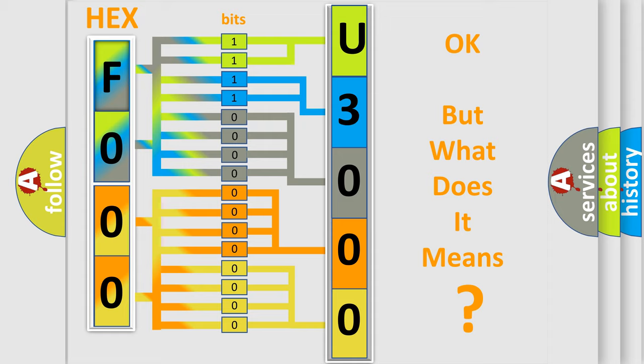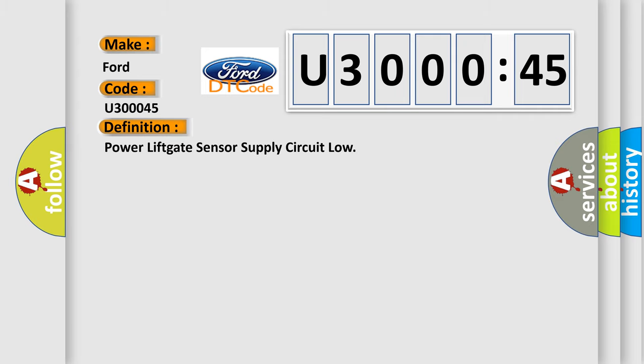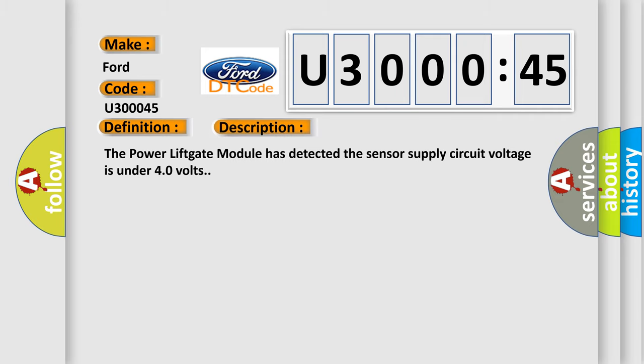The number itself does not make sense to us if we cannot assign information about what it actually expresses. So, what does the diagnostic trouble code U3000-45 interpret specifically for Infiniti car manufacturers? The basic definition is power liftgate sensor supply circuit low. And now this is a short description of this DTC code. The power liftgate module has detected the sensor supply circuit voltage is under 40 volts.